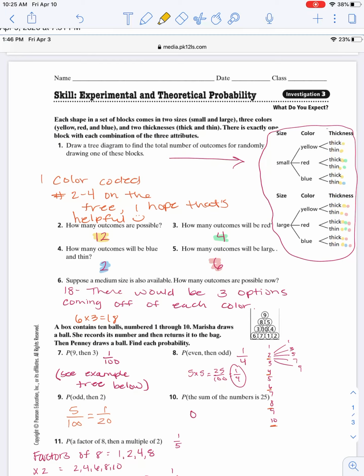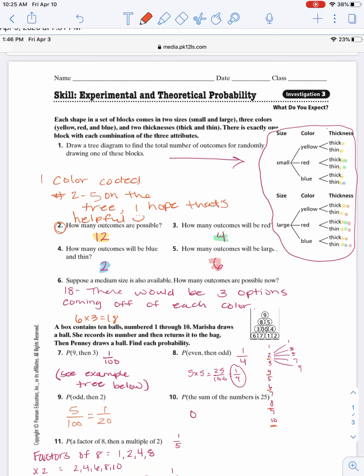Now here for numbers 2 through 5, I color-coded them over here, and I hope that that's helpful.